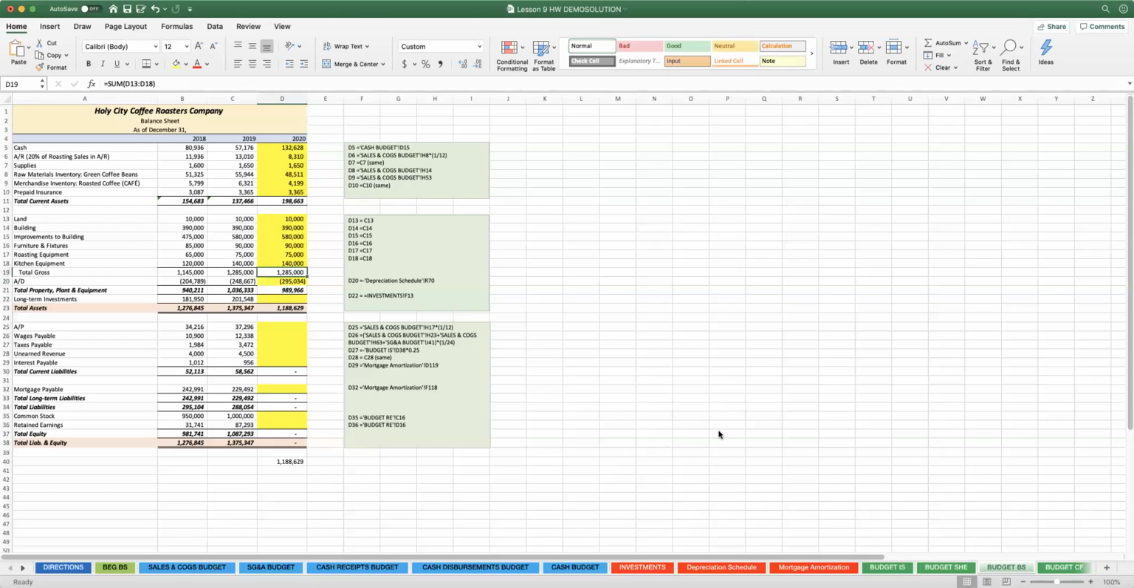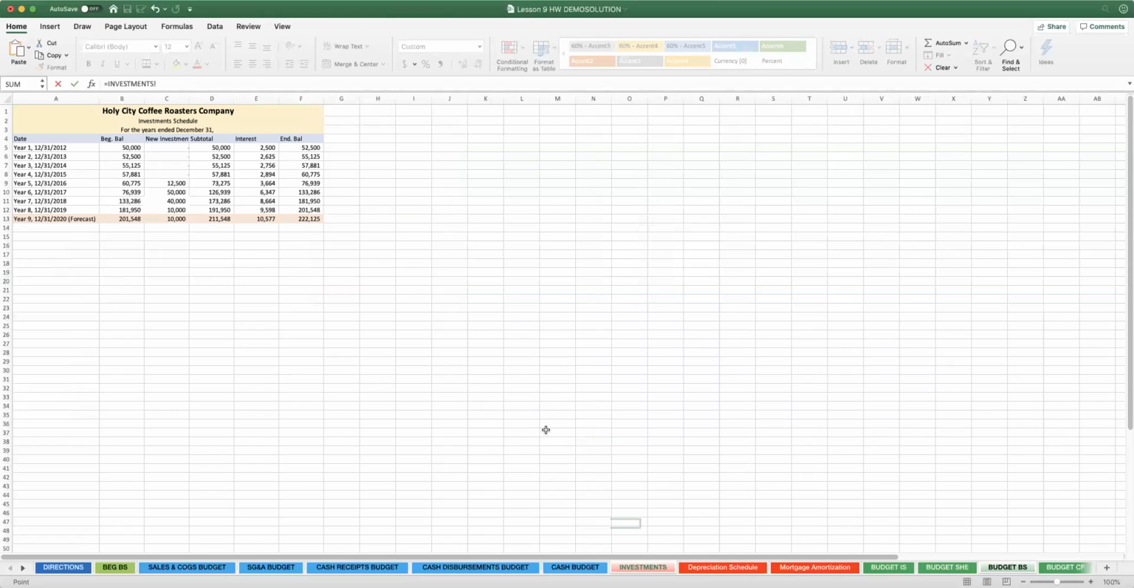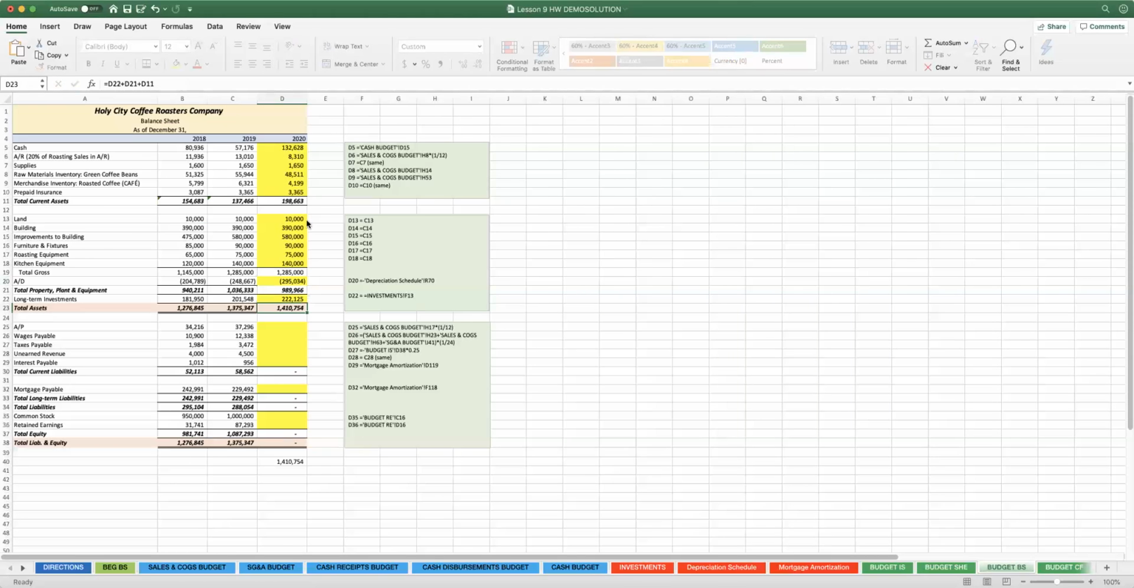So since these assets have been put in service, that's the total amount that we've depreciated since that time. So this is the asset cost, this is the accumulated. All right, the investment is off the investment schedule. That's the grand total that we have at the end for investments. And that's exactly right.